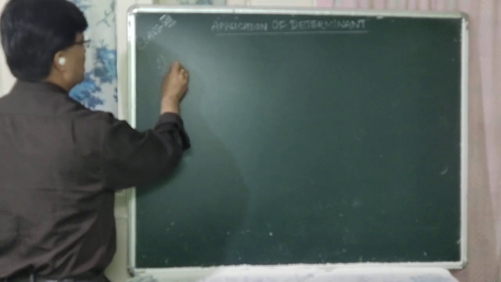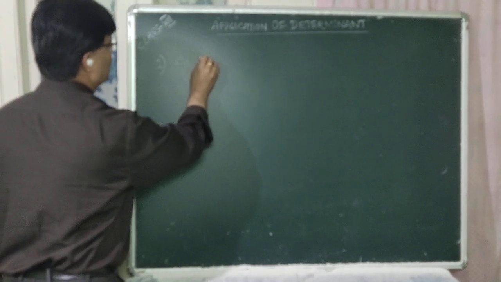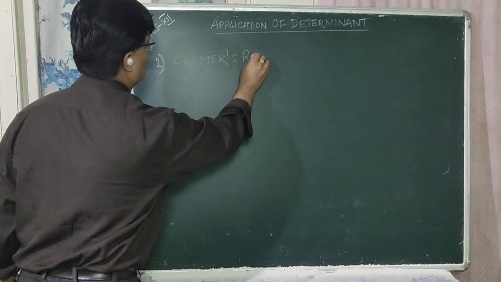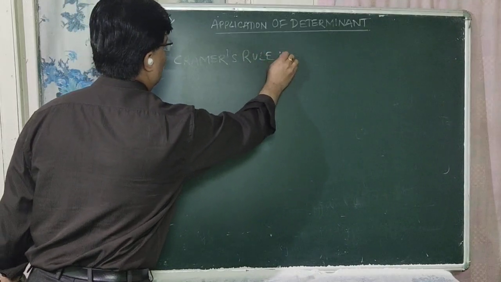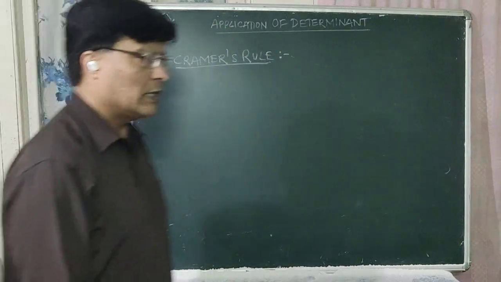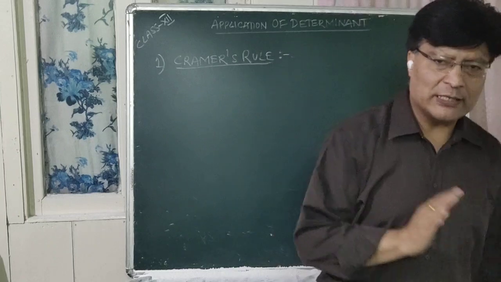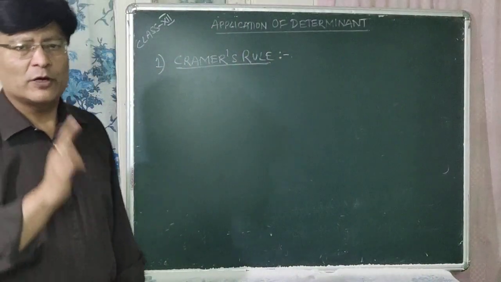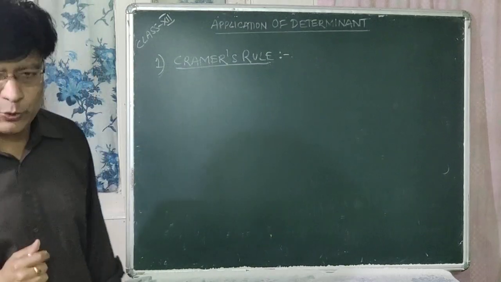Number one is Cramer's rule. Now let us write down the rule. Let us write down Cramer's rule to solve two given equations.